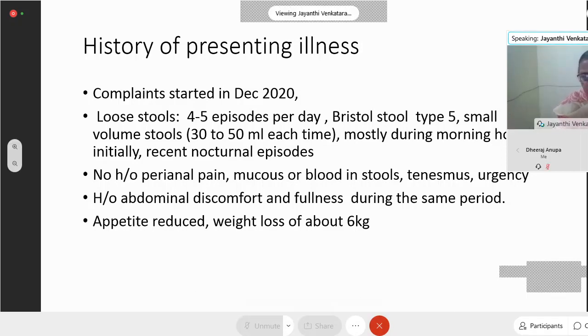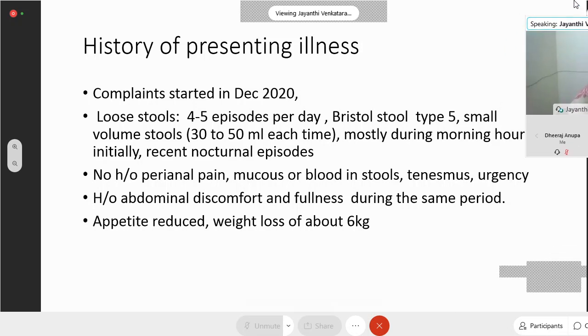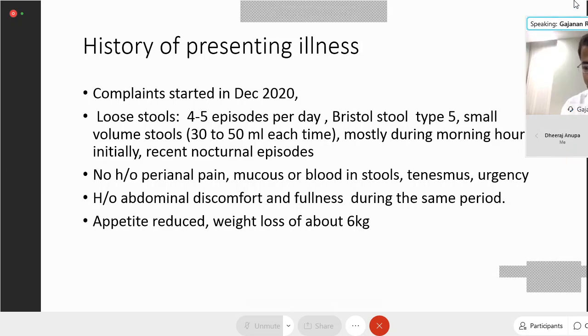See, there are many questions that are missing. There are a lot of questions that have not been highlighted in this presentation. So what are the questions that you'd like to ask? Now, 45-year-old female, now she has loose stools and abdominal discomfort. Loose stools mainly.